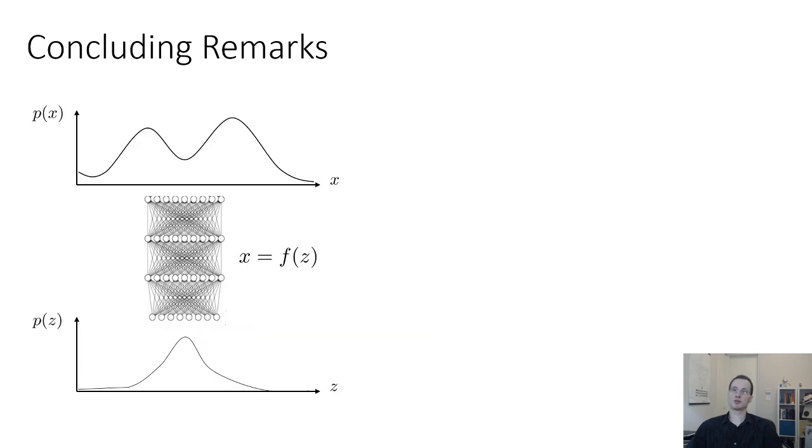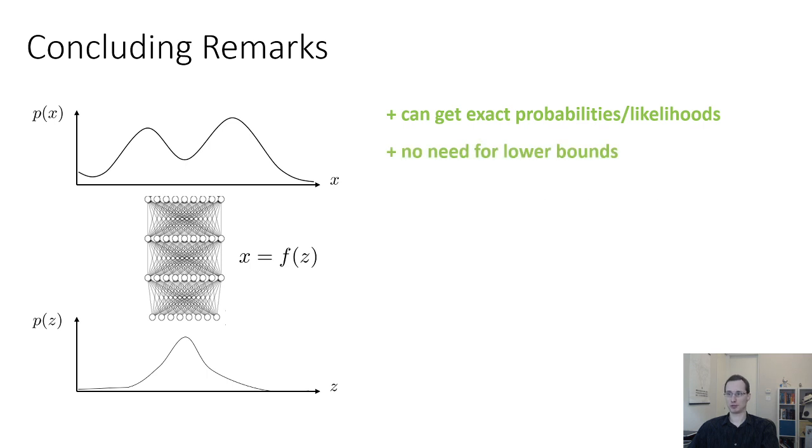Okay, so some concluding remarks about normalizing flows. One big advantage of normalizing flows is you can get exact probabilities or likelihoods from them. You can actually evaluate p of x, which you cannot do with a variational autoencoder. A variational autoencoder will give you a bound on p of x, but it will not give you the exact probability p of x, whereas a normalizing flow will. You don't need any lower bounds, and it's conceptually somewhat simpler.